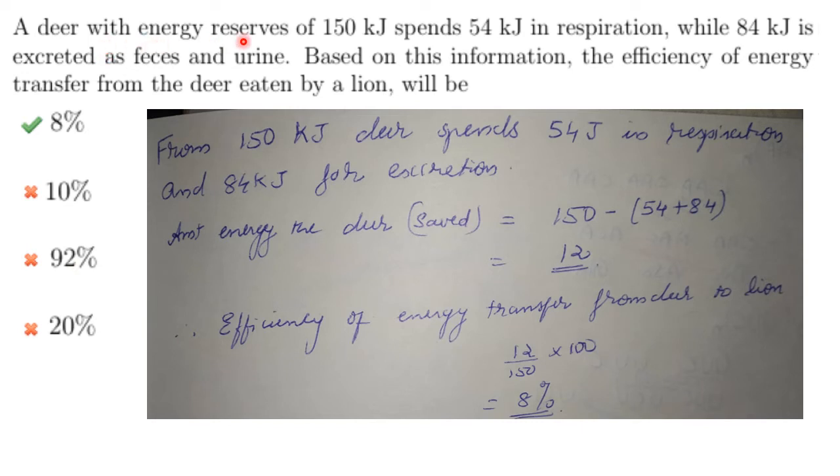Then next one: a deer with energy reserves of 150 kg spends 54 kg in respiration while 84 kg is excreted as feces and urine. Based on this information, the efficiency of energy transfer from deer eaten by a lion will be? From the data, we are getting that of about 150 kilojoules of energy reserve, the deer spends 54 in respiration and 84 in excretion. So the amount of energy saved by the deer will be 150 minus 54 plus 84, that is 12. Then efficiency of energy transfer from deer to lion will be 12 out of 150, that is 12 divided by 150 into 100, that is 8%.